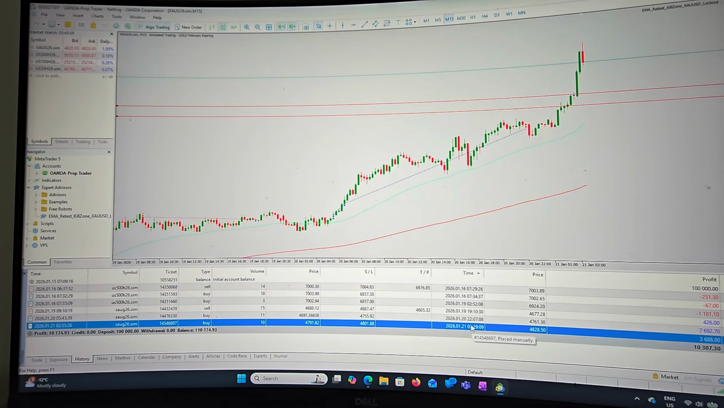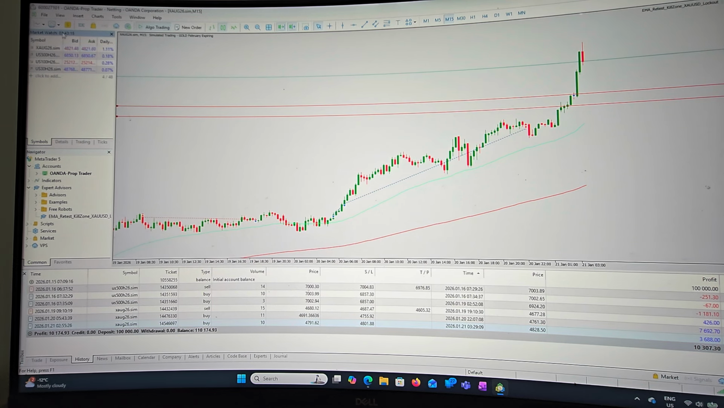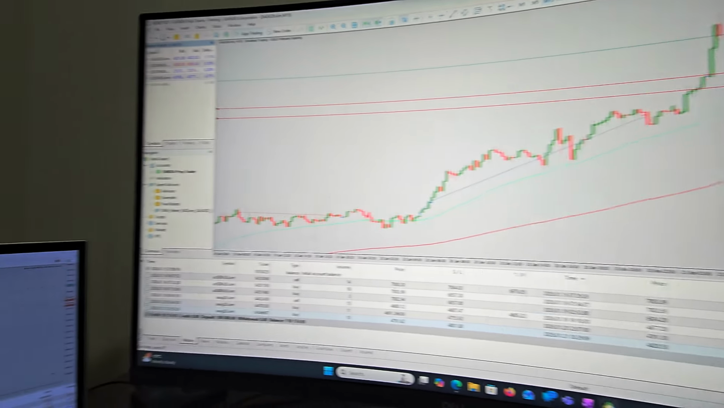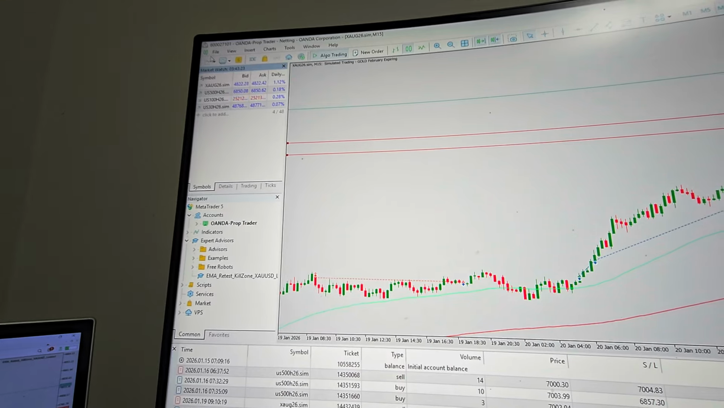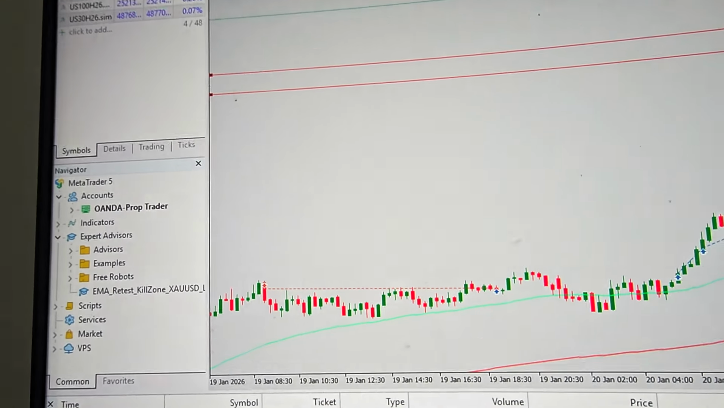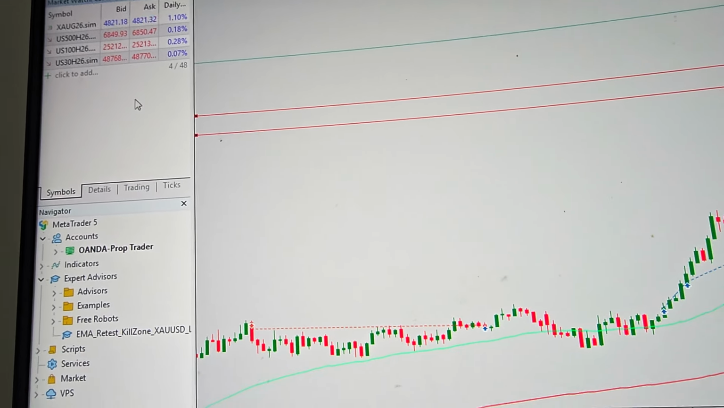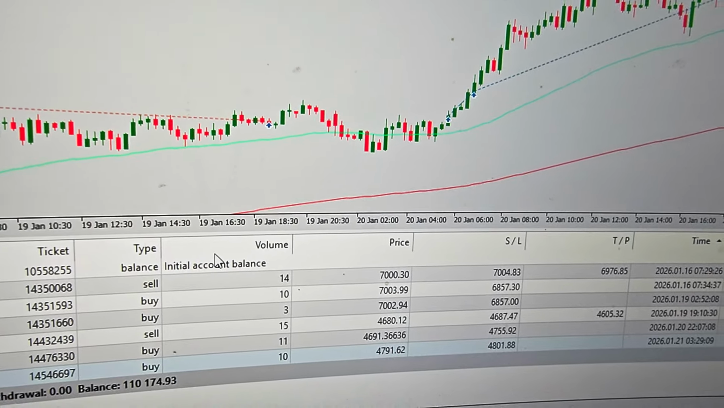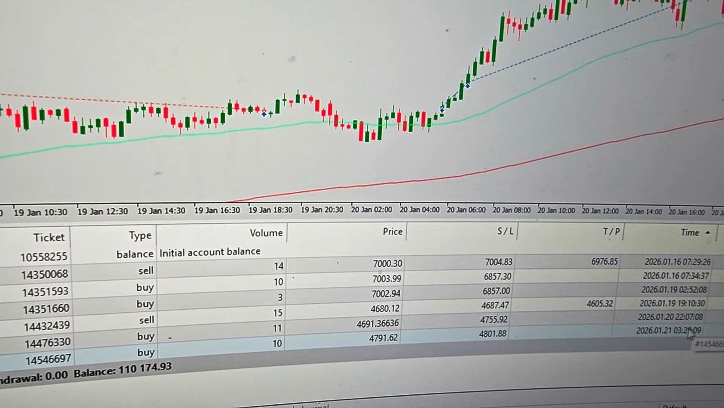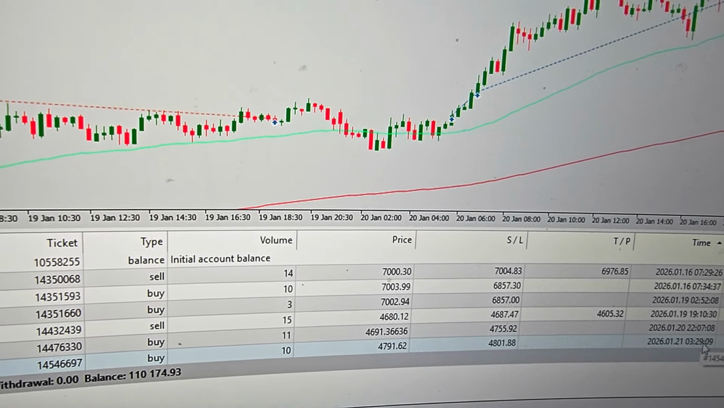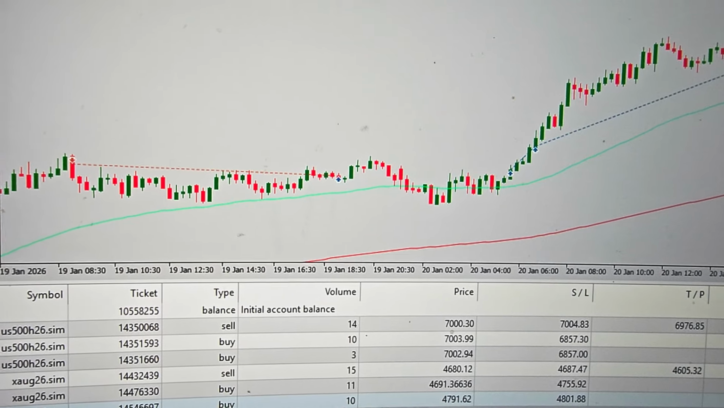So you can see the time here. I closed this barely 5 minutes ago. So the time here is 3:29. And if you look at the market watch time up here, I don't know if I can zoom in, it says 3:43, and we closed the trade at 3:29. So about 15 minutes ago, we closed the trade.